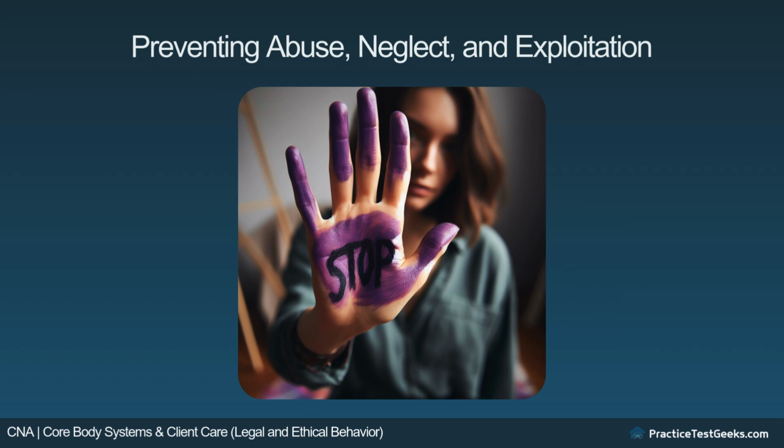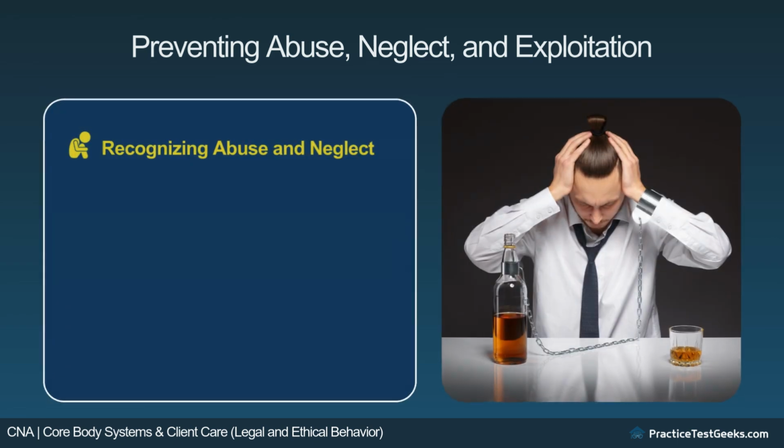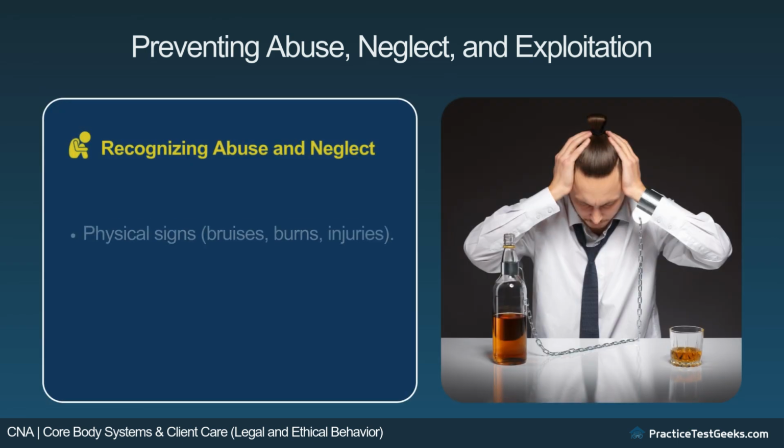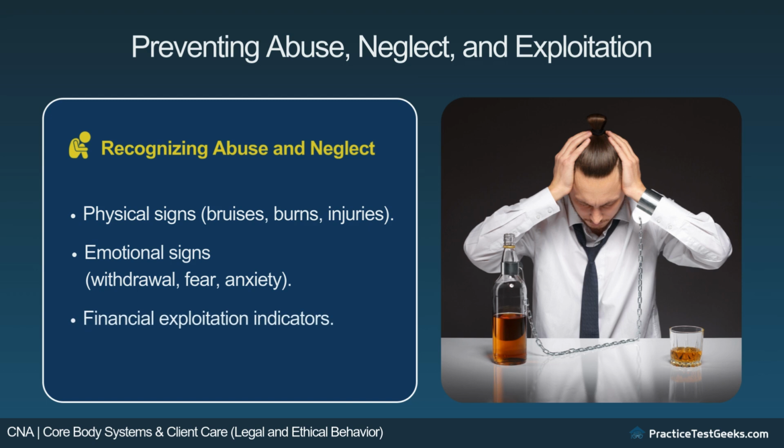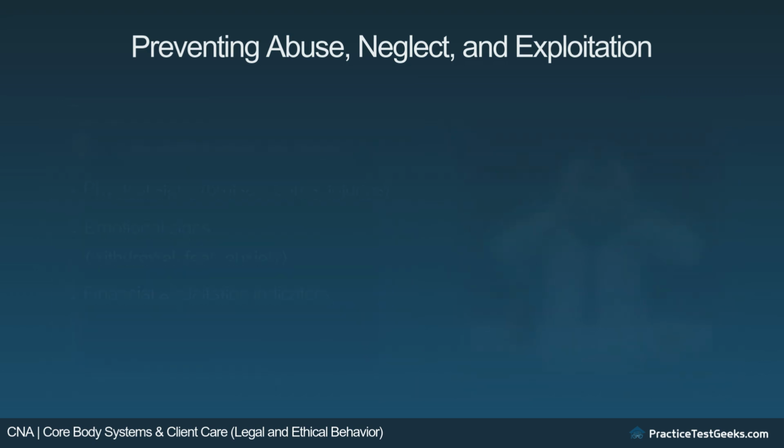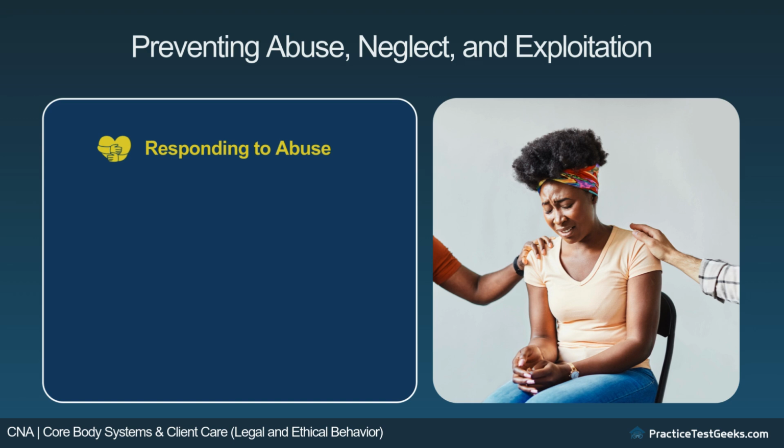Preventing abuse, neglect, and exploitation. Protecting residents from harm is a critical aspect of respecting their rights. Recognizing abuse and neglect. Physical signs: bruises, burns, injuries. Emotional signs: withdrawal, fear, anxiety. Financial exploitation indicators.